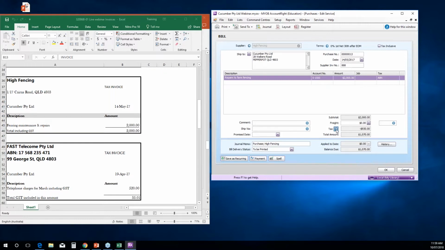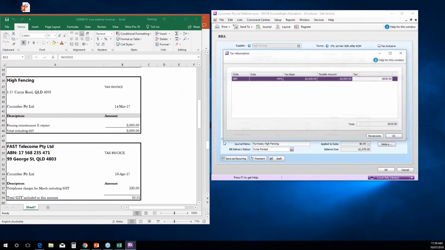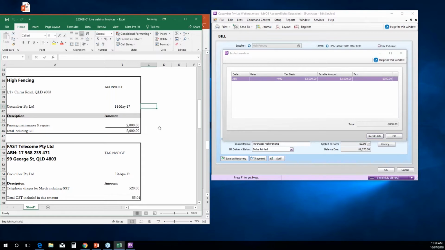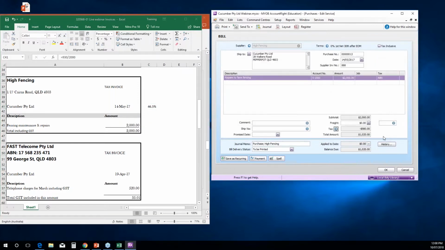For example, click on the little text here. Okay. And simply click recalculate. Did you see that? Tax was 930, but it has changed to 980. Why is that? I wonder. So I do a little calculation: 930 divided by $2,000, the tax of 46.5% was only charged to this invoice. Why is that happening? Is ABN 49%?